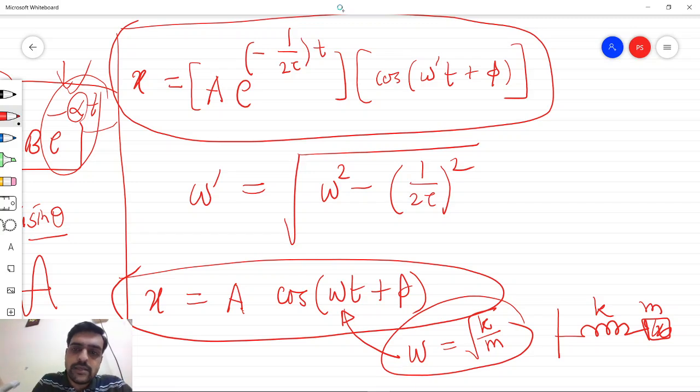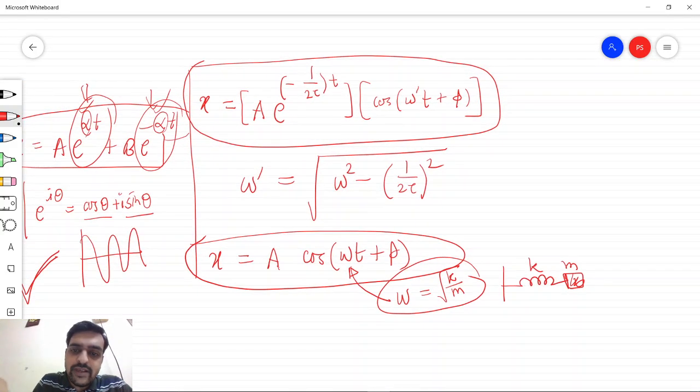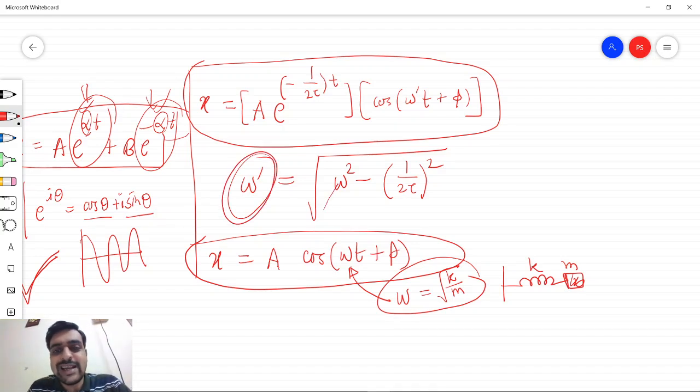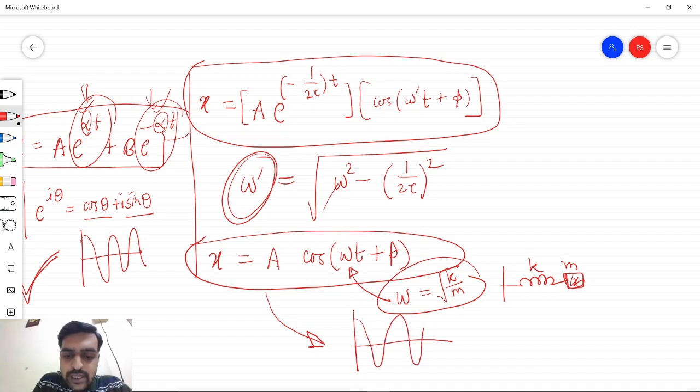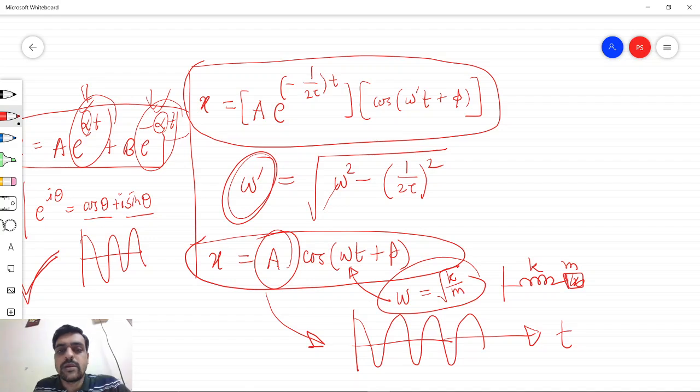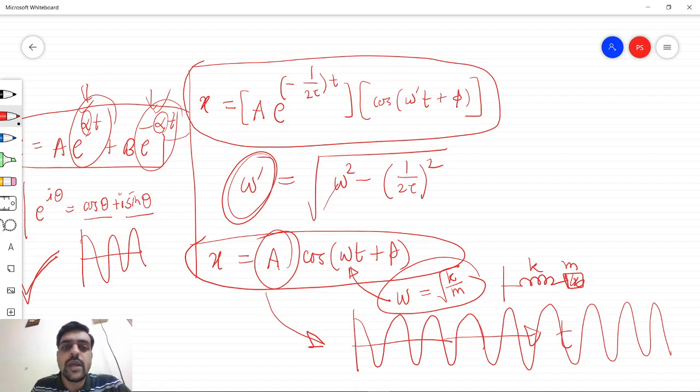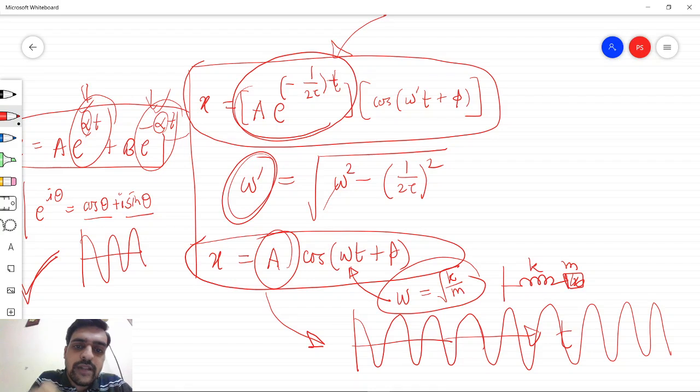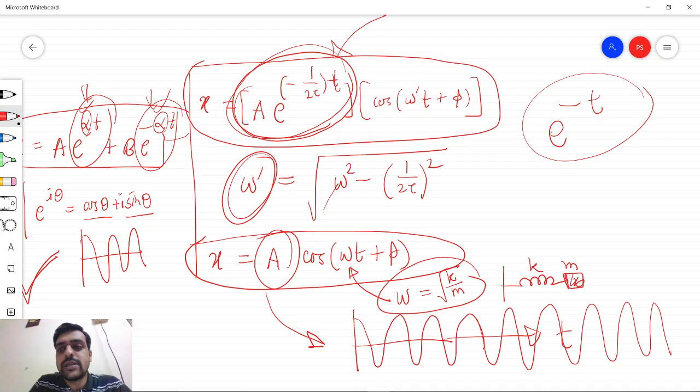But in this case, the frequency of oscillation is omega dash and not omega. So the frequency is slightly different. The other difference is that in simple harmonic motion, the amplitude is fixed. So the amplitude is constant forever, and the oscillations are sustained for indefinite time. But in this case, as we can see, the amplitude part is a function of t. In fact, the amplitude decreases with respect to time exponentially.